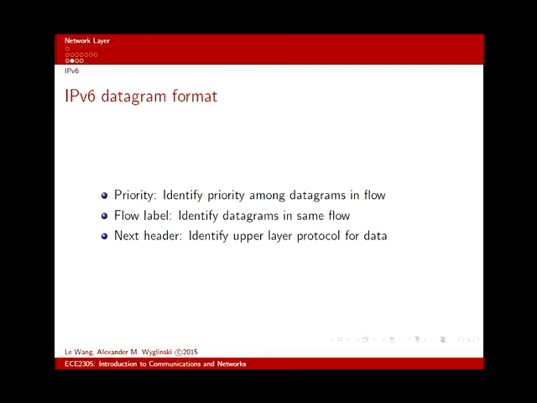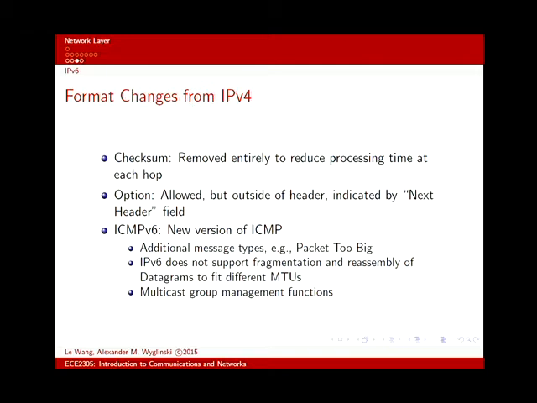So, as a result, since we're running into that scarcity of IP addresses, they come up with this new format. With this format, you have a priority that's identified with it, you have a flow label, and you have a header. At the end of the day, there are changes. First of all, there's a checksum that's removed entirely to reduce the processing time of your IPv6 datagram at each hop. You are also allowed to have a next header field. And you also have a new version of ICMP, where you have things like packet too big, and it does not support fragmentation and assembly like we saw before in lecture 19.